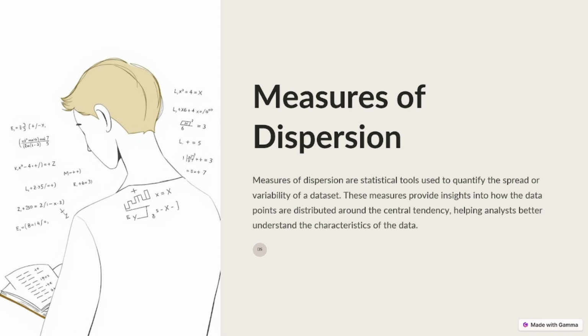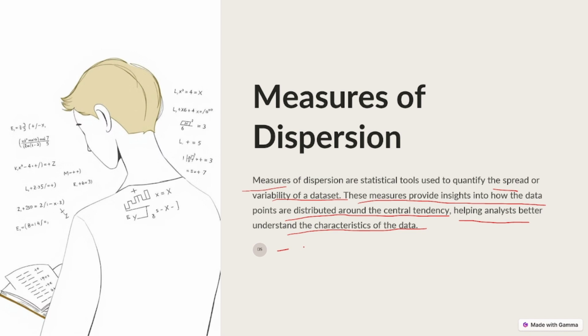So basically, what is measure of dispersions? You can see here, this definition is very long, but measure of dispersions are statistical tools used to quantify the spread and variability of a data set. This measure provides insights into how the data points are distributed around the central tendency, helping analysts better understand the characteristics of the data. Maybe you will not understand, so don't worry. I'm giving you my definition in very simple layman terms.